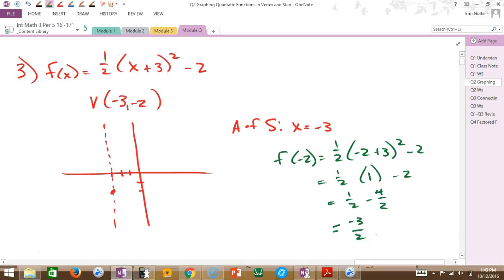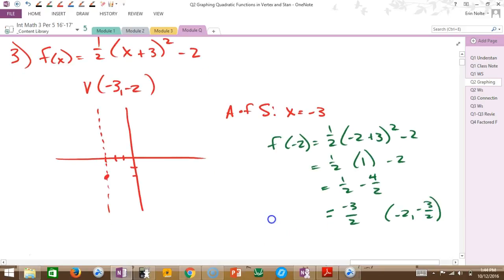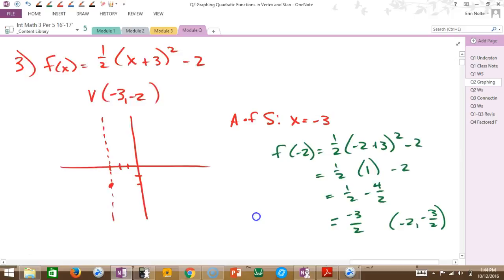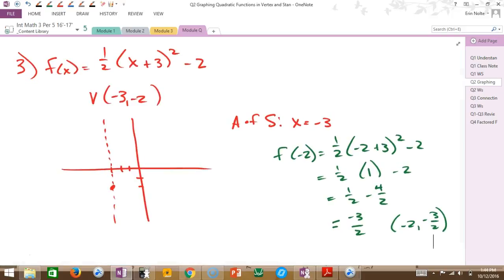Oh, I see what you did. I got -1 1/2. So we could have done that with the fraction, or not a fraction. I just changed mine to a decimal. Sure. I just prefer fractions.